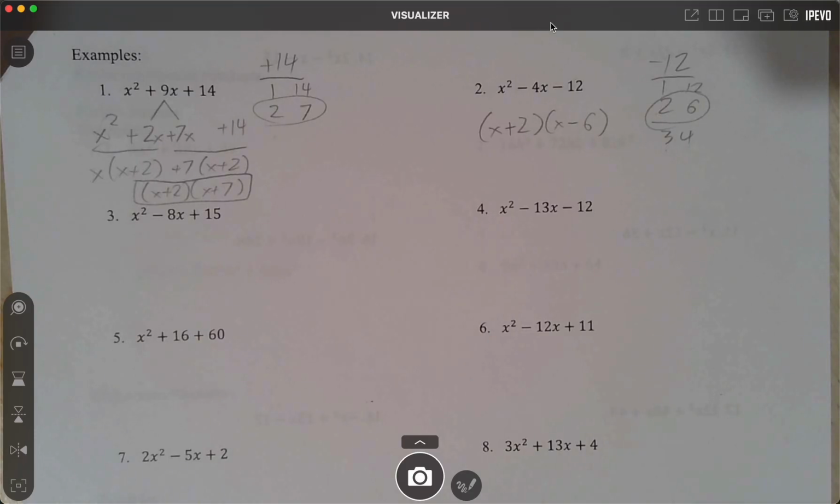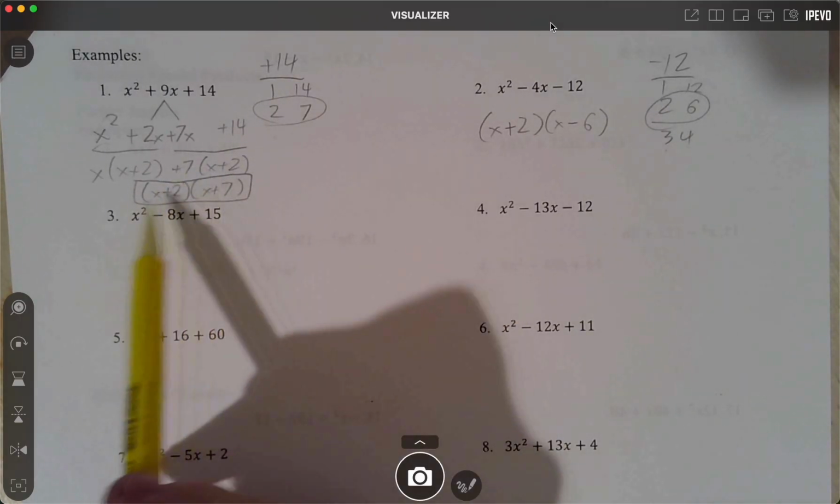Now also the other thing I'm going to say, but we're not going to do it here in this video, is of course refoil these out and see that you do make x squared.